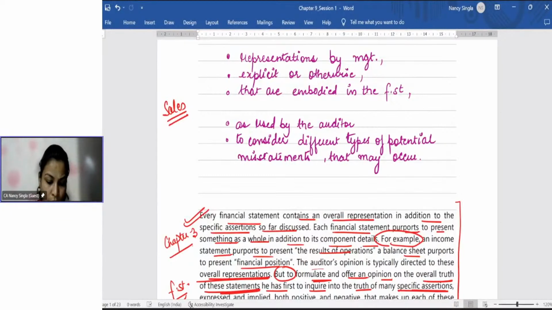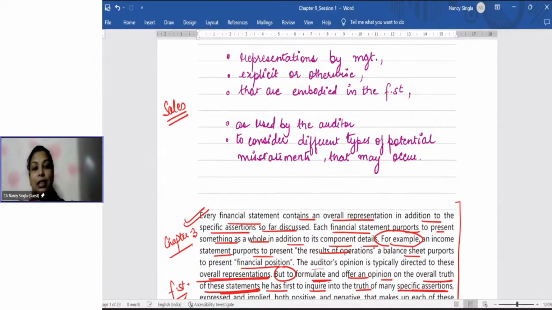Clear? So Syed, Manisha, Bhumika, Rajiv, Diksha, Darshan, everyone is saying, ma'am, yes, the reason why we are studying this chapter is clear.